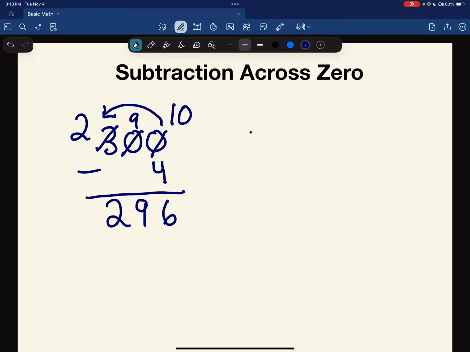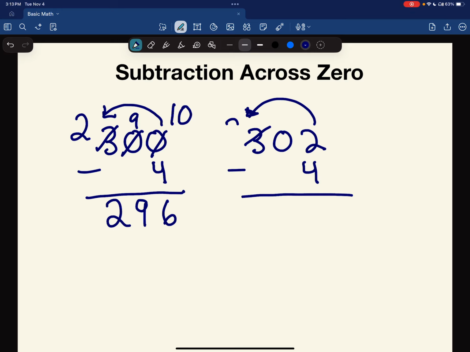So even if we had 302 minus 4, notice the 2 is still smaller than the 4, so we need to borrow. Again, we can't borrow from the 0, so we need to go across the 0 to the 3. So the 3 becomes a 2, and again, we're going across the 0, so this 0 becomes a 9, and now this 2 becomes a 12. So 12 minus 4 is 8. We drop the 9 and we drop the 2.